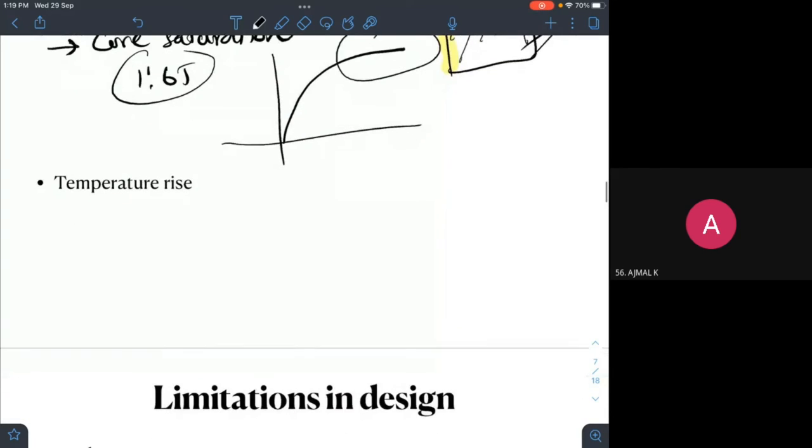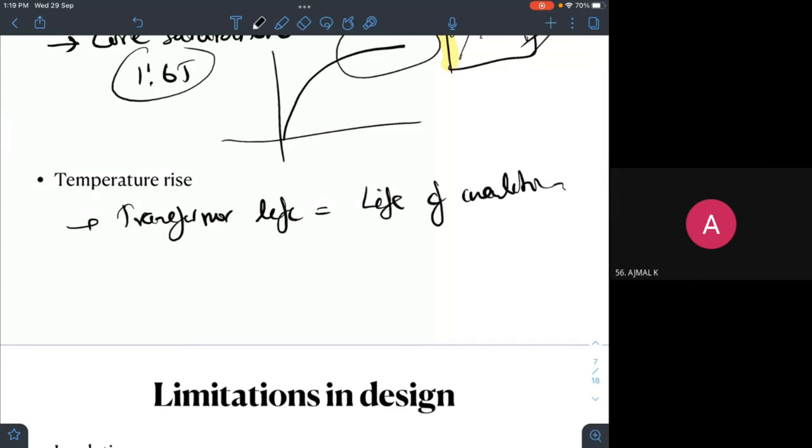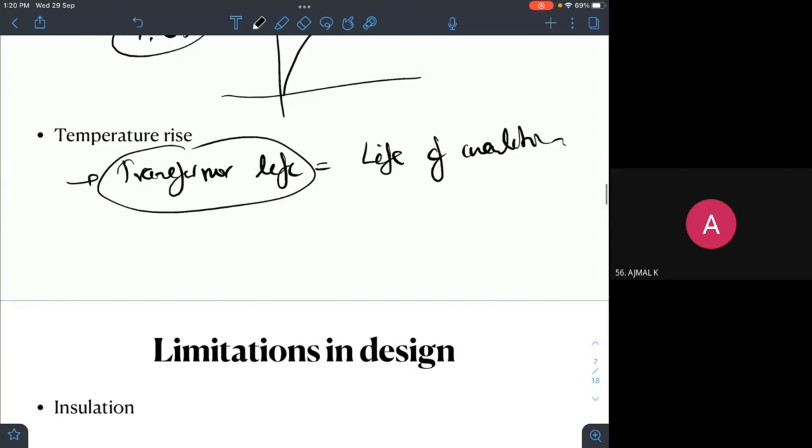Then the temperature rise, as I told you all earlier. Transformer life is equal to the life of insulation. Whenever the paper insulation inside the transformer is at a higher temperature than it is rated for, the aging will happen very fast, and the overall transformer life is reduced. So the temperature rise is an important concern. Whenever the temperature increases, it affects mainly the insulation. The conductor might not have much effect, but the insulator gets deteriorated and it will cause failure afterwards. So that is about temperature rise, and for that we should have proper cooling.